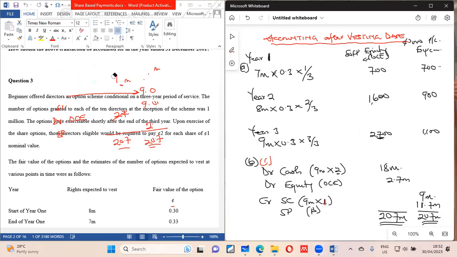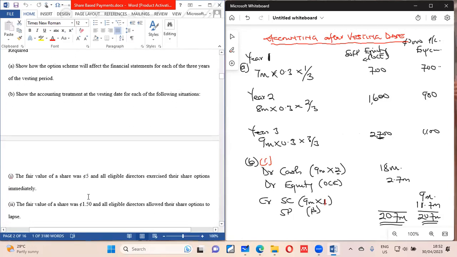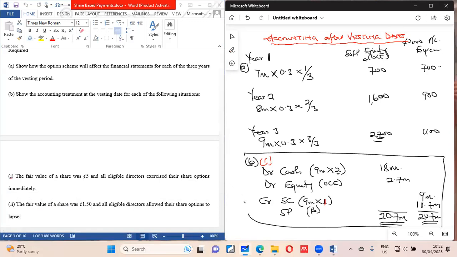But in the BII, the question says something interesting. It says that because the share price as at the exercise time was 1.5, all of them did not exercise it. They allowed it to lapse. So if they allowed it to lapse, it means that we are still at the same point. Nothing of this sort has happened. That is the BII part. This one will not be there. We are still at this place.